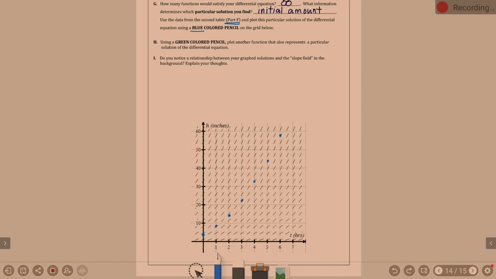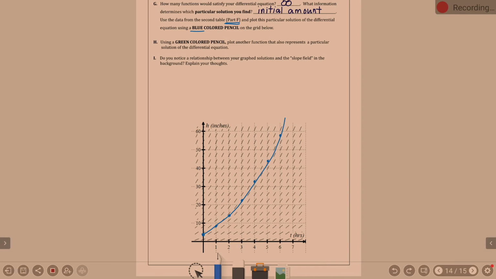Okay, so if I attempt to connect those dots, I missed my last dot. Dang it. Okay, I can't do this on the BenQ. We're just going to pretend that I hit all my pieces there, right? Okay, this is one particular solution, right? And this was based on the fact that the initial amount was 4, which was given to us in part F, right?